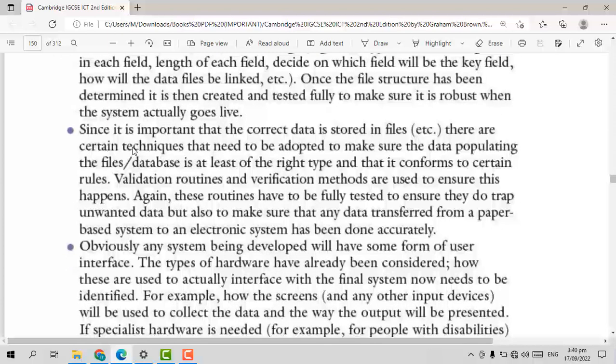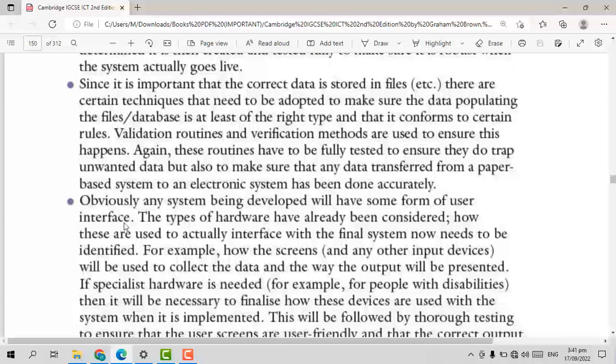Okay, the next point is, since it's important that the correct data is stored in files, whether it's files, a database, or so on, there are certain techniques that need to be adopted to make sure the data populating the files or database is at least of the right type, and that it conforms to certain rules. The validation routines and verification methods are used to ensure this happens. Now the next point is, obviously any system being developed will have some form of user interface.